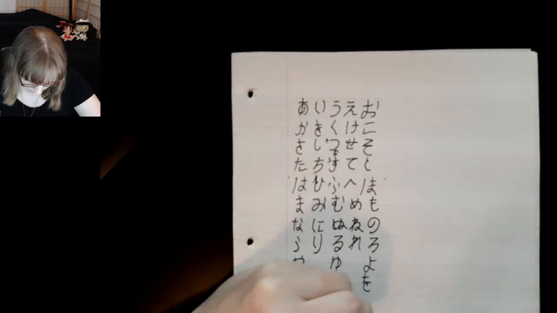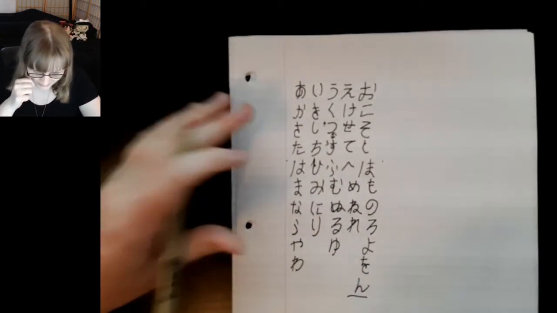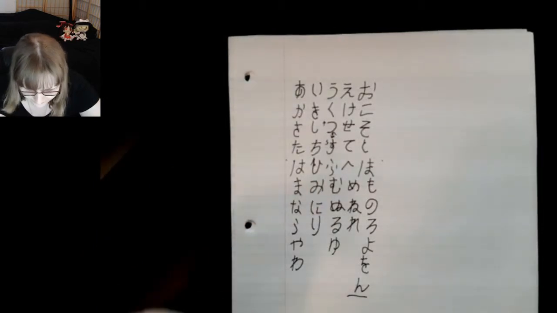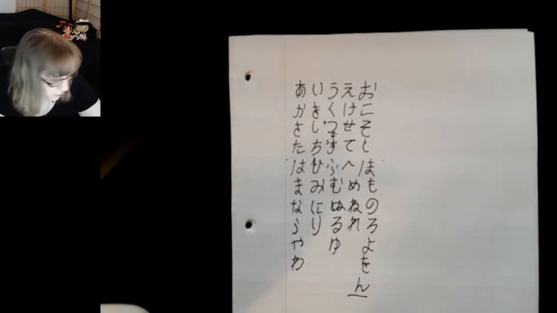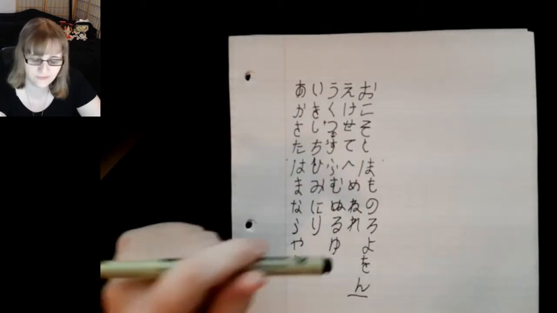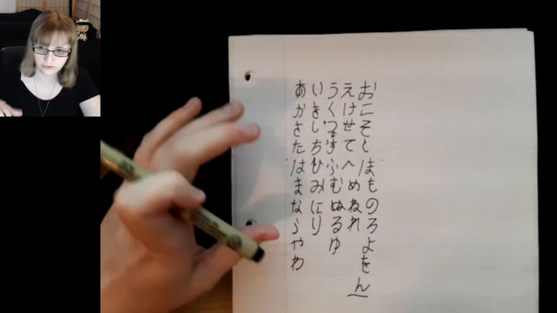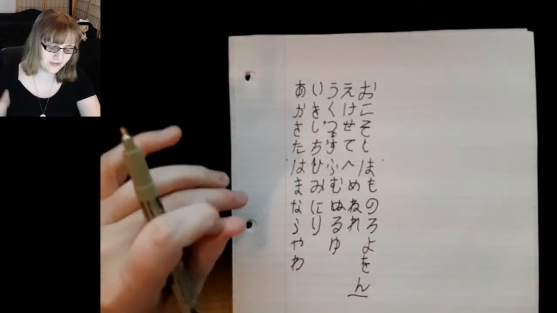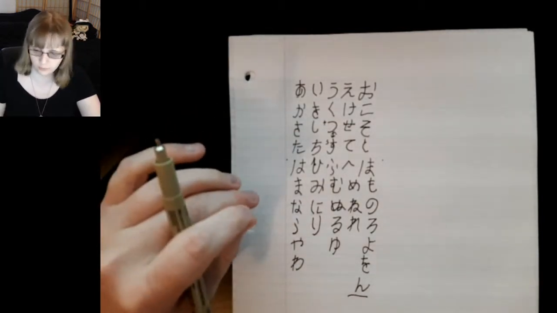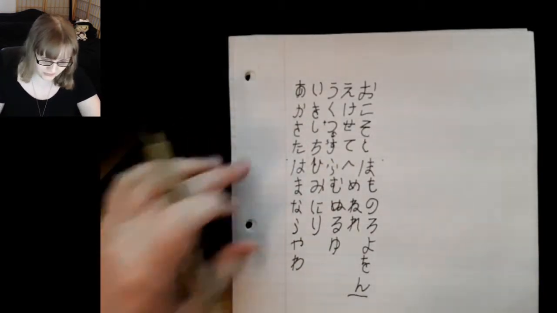And the last character is n. Now, n is the only letter that doesn't have an attached vowel to it, and you will never see a word with n at the start. It's always at the end of a word, or normally. There might be an exception case I'm not aware of, but that's the general gist.